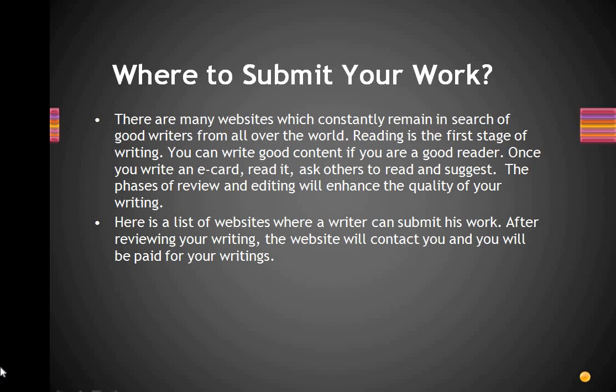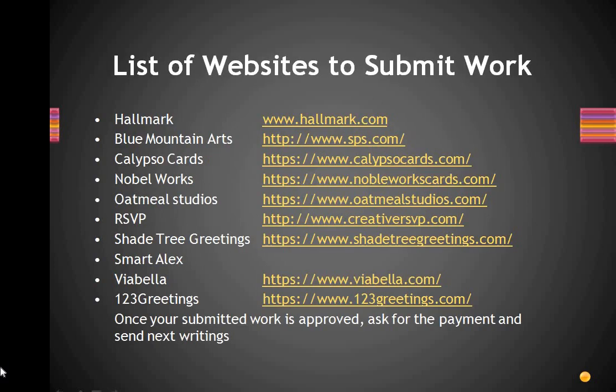Here is a list of websites where a writer can submit his work. After reviewing your writing, the website will contact you and you will be paid for your writings. List of websites to submit your work: Hallmark, Blue Mountain Arts, Calypso Cards, Noble Works, Oatmeal Studios, RSVP, Shade Tree Greetings, Smart Alex, Vibilla, 123 Greetings. Once your submitted work is approved, ask for the payment and send next writings.